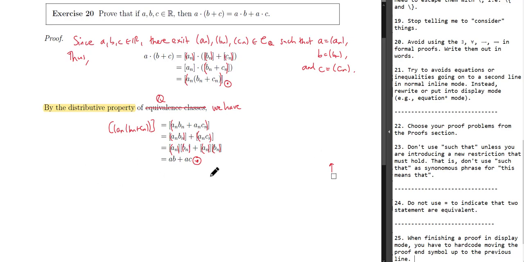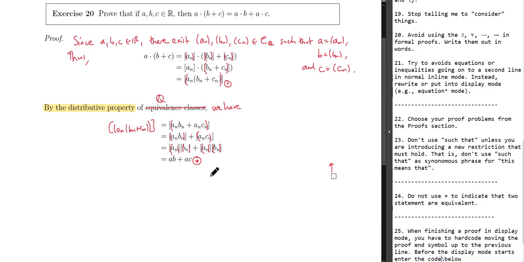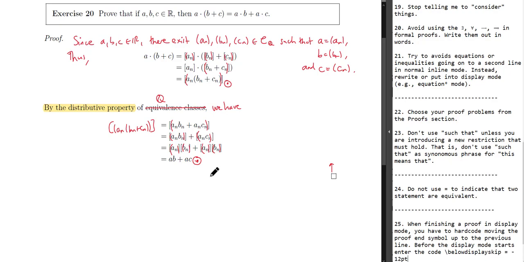Okay, and the code to do that, at least when you're in a 12-point font, which we are, is we say, and this is before the display mode starts, enter the code below display skip equals -12 point. Okay, and that will move this box up into this final line.